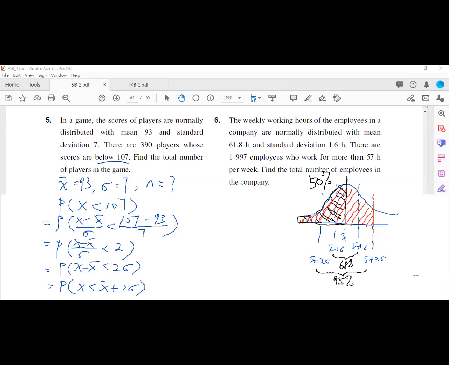And this purple part will be half of 95%. Can you see this? Half of 95%. So the red region will be equal to the sum of the black region and the purple region, which means that the number will be 50% plus 95% divided by 2, and that should be equal to 97.5%.